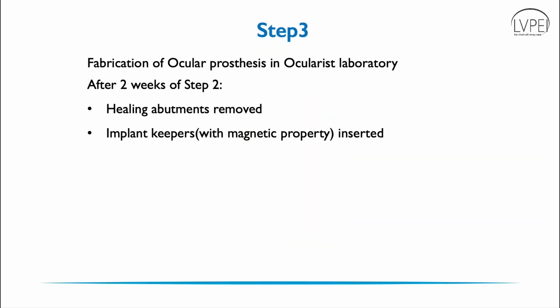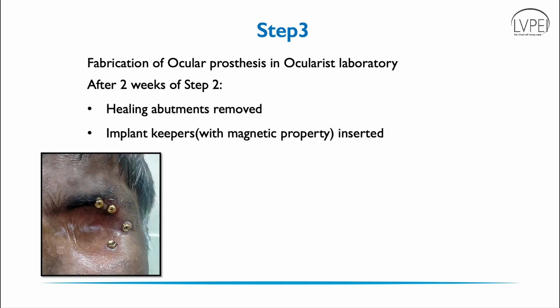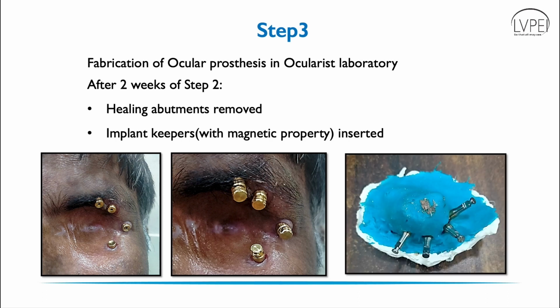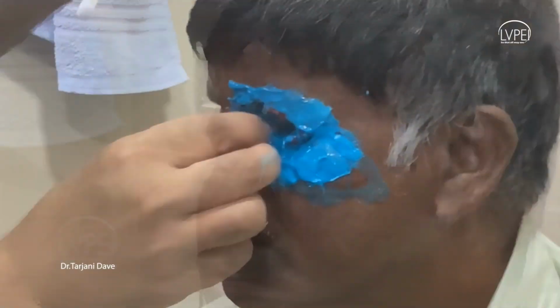Step 3 is the fabrication of the ocular prosthesis in the ocularist laboratory. This happens after 2 weeks of step 2. The healing abutments are removed and the implant keepers are inserted. These implant keepers have a magnetic property. The reverse pole of the implant keeper is another magnet which sits inside the orbital prosthesis. The impression from the patient is again taken to form a model.